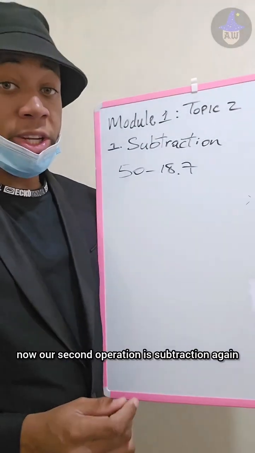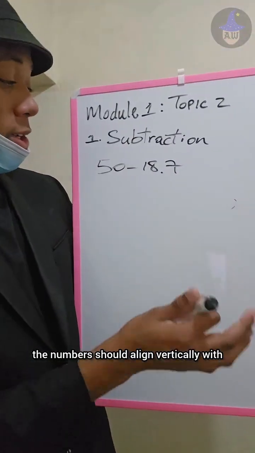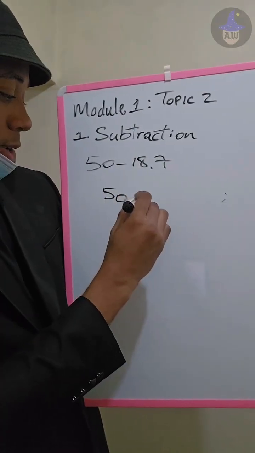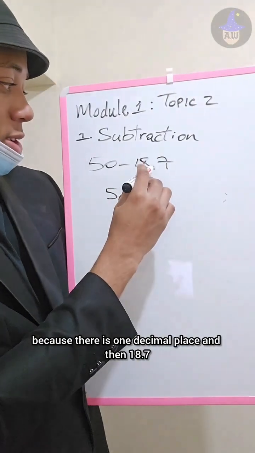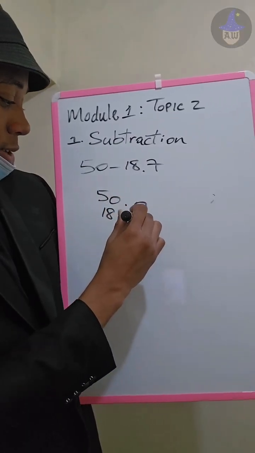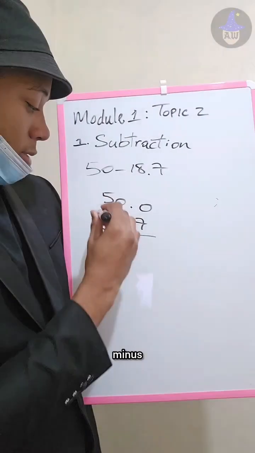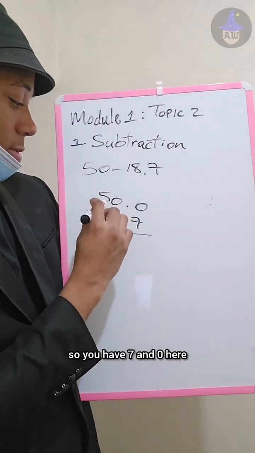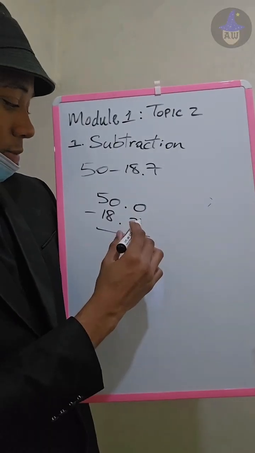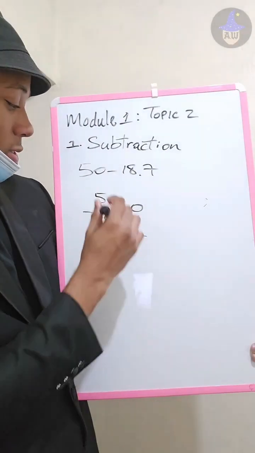Now our second operation is subtraction. Again, numbers should align vertically with each other. So first we put down 50.0 because there's one decimal place, and then 18.7, the number subtracting from the 50, minus. So you have 7 and 0 here. You cannot subtract 7 from 0. So you have to carry over numbers.